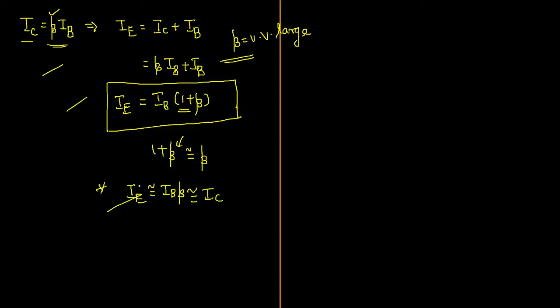But when we calculate the current gain of the transistor, what is this beta? This beta is called the current gain. You can simply define it this way: the collector current IC can be written as beta times IB. From this, the emitter current can be written as 1 plus beta times IB.